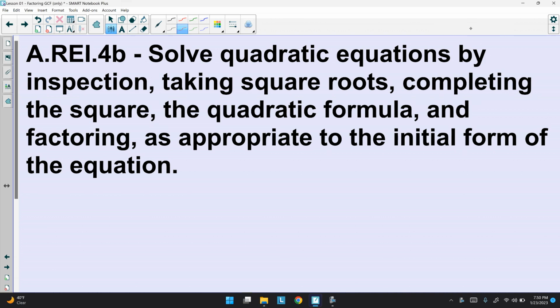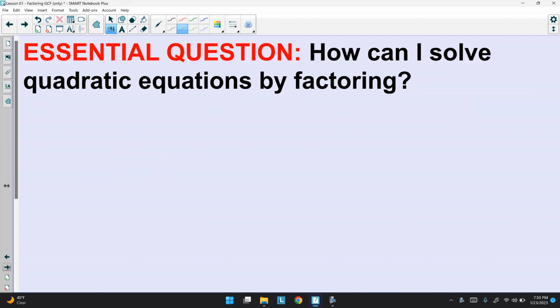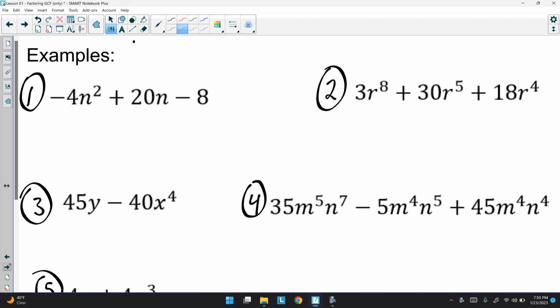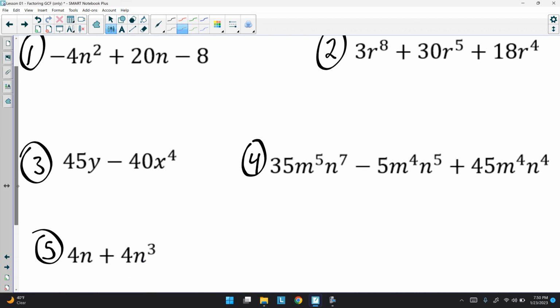Okay, so as always, why do we need to learn this? The state central question. All right, so again, pause the video so you can copy these examples down. There's also a fifth one down here. All right, trying to scroll back up.